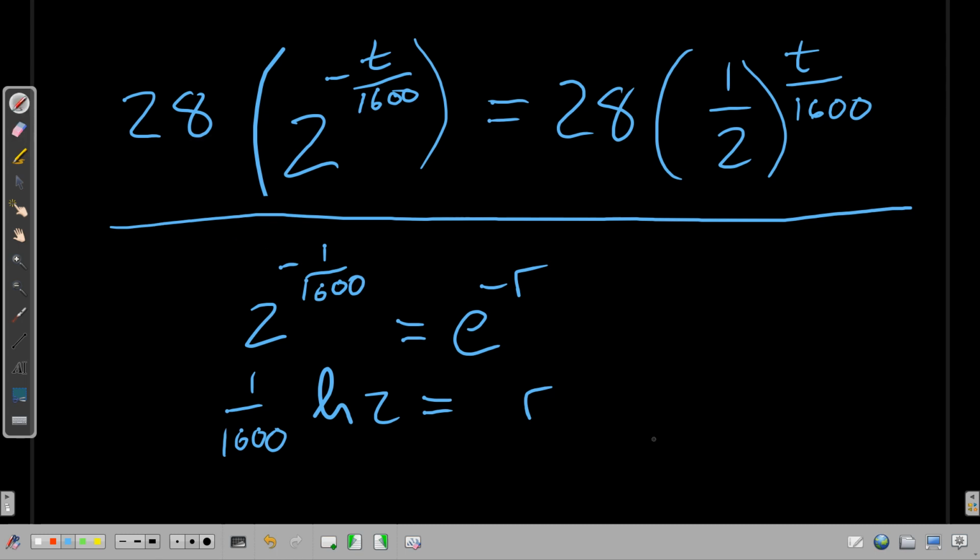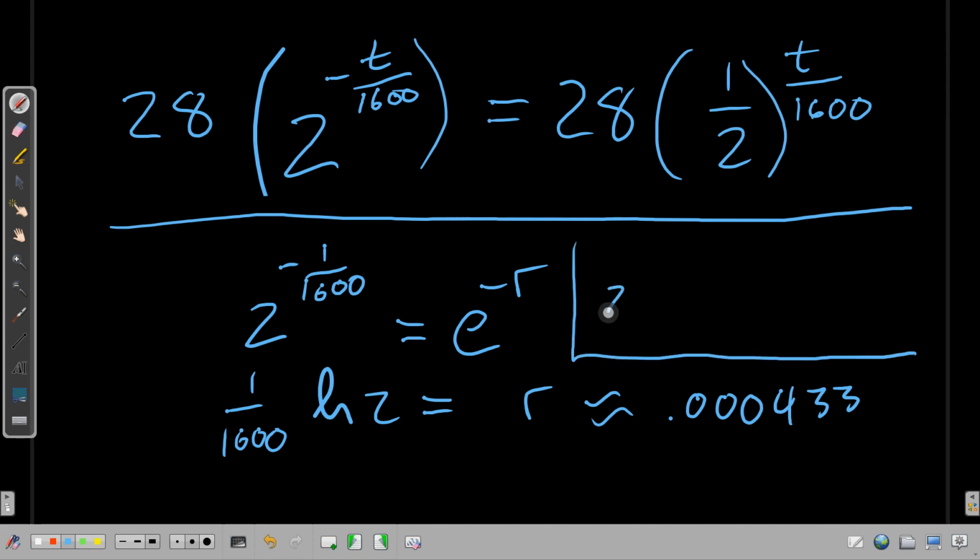Then this rate is 0.000433. They want it to 6 decimal places, so there we are. My model would be 28 times e to the minus 0.000433t.